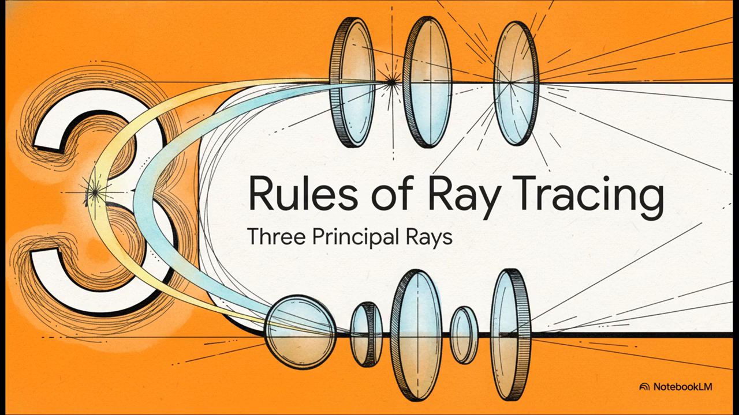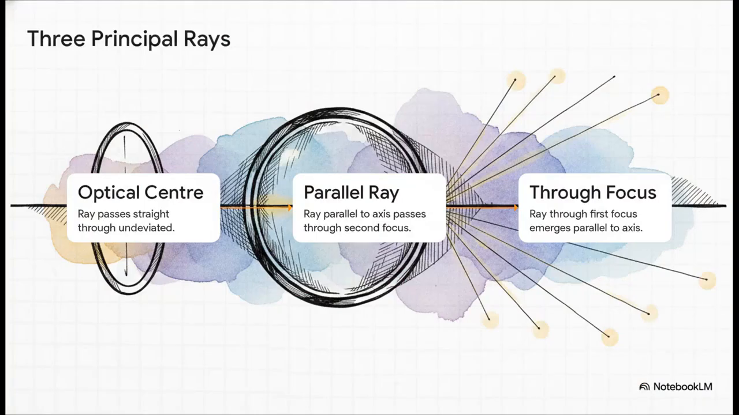Section 3. Rules of ray tracing. 3 principal rays. All right, now that we've got the anatomy down, how do we find out exactly where an image will form? Well, you don't need to trace every single ray of light. That'd be impossible. You really only ever need to draw 2 of these 3 standard construction rays.